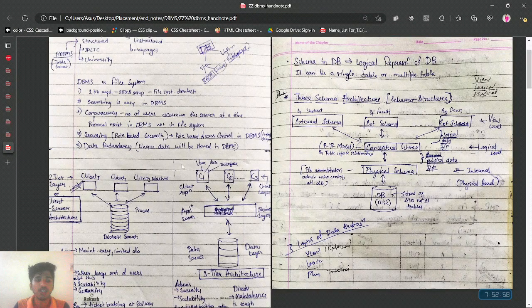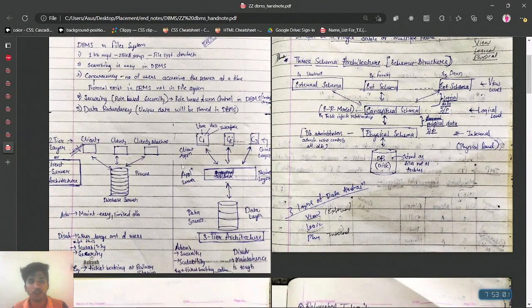Again, coming to our slide. There are two types of database architecture. First is the two-tier system, which was used in the older age and is now replaced by three-tier architecture. Three-tier architecture is more advantageous than two-tier architecture.